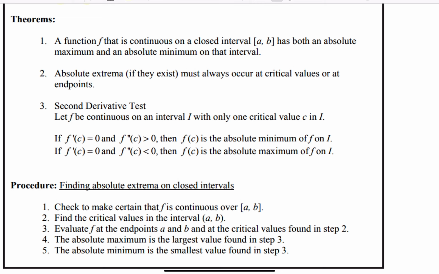A function f that is continuous on a closed interval has both an absolute maximum and an absolute minimum on that interval. And keep in mind the key here is the closed interval, not the open interval. Now, absolute extrema, if they exist, must always occur, and I'm going to highlight this one, must always occur at critical values or at endpoints.